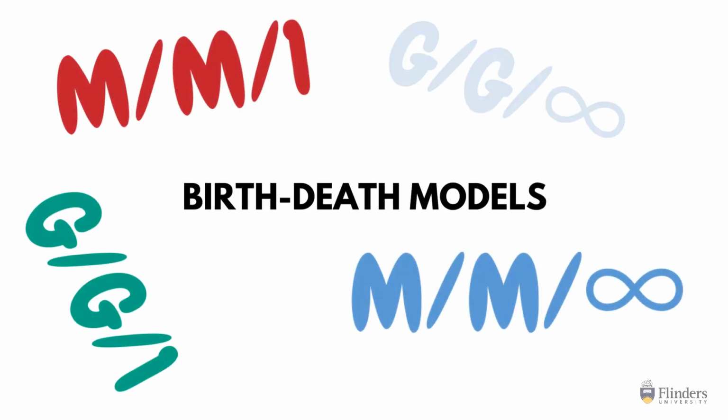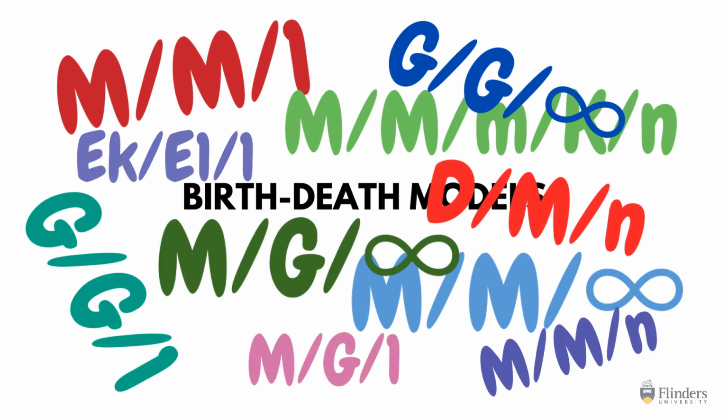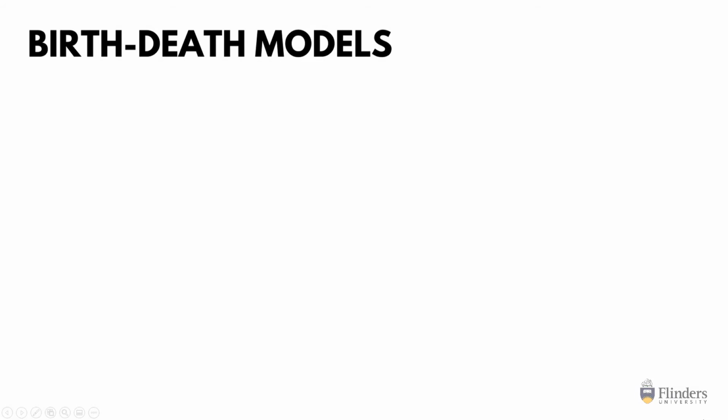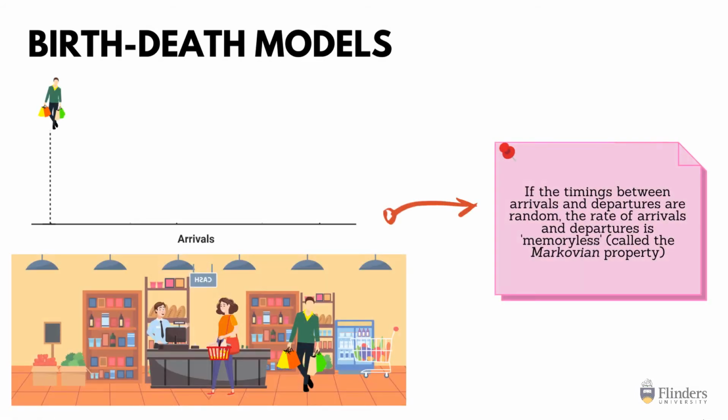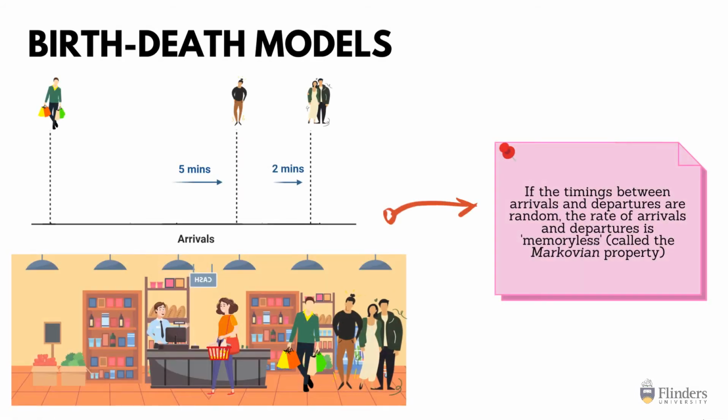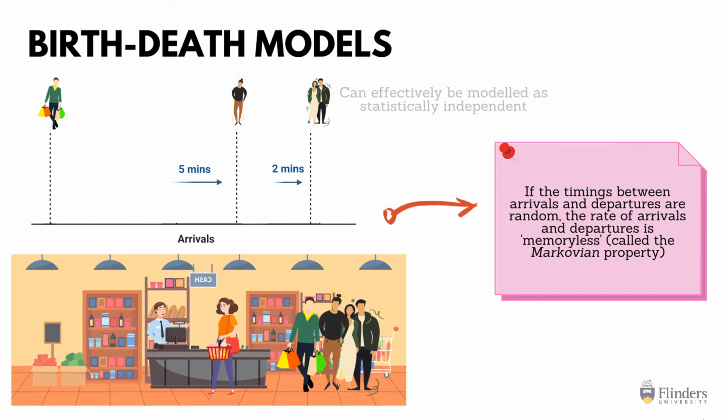In application, there are several different types of birth-death models, and using queuing theory notation, these can differ depending on how the rate of arrivals, lambda f, and rate of departures, lambda d, come about, as well as the number of servers. To illustrate, consider the scenario where entities are arriving and departing a system completely at random, meaning arrival and departure times are statistically independent.